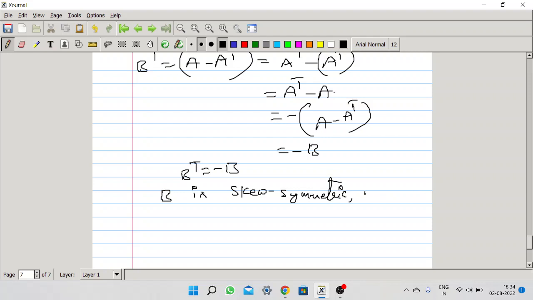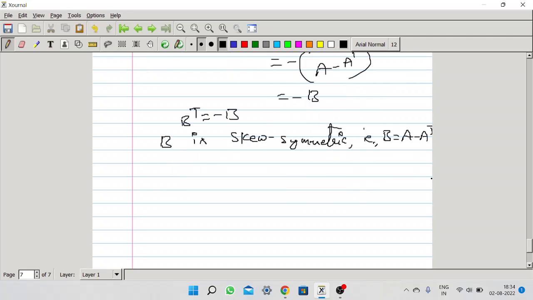That is, B equal to A minus A transpose. A minus A transpose is skew symmetric. Now we will see about C. C is nothing but A into A transpose. C transpose equal to A into A transpose whole transpose.